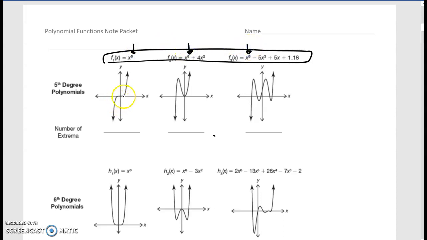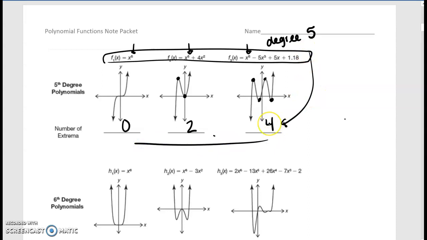Okay, this one it looks like I've got no turns, right? So it's actually not doing any sort of extrema. This one I've got a max here and a min here, so I've got 2 extrema. And then this one I got 1, 2, 3, I've got 4. And then let's see if that actually worked out, right? So my degree was 5, and all of these numbers are less than 5. The highest one I have is 4, which is 1 less than the degree.